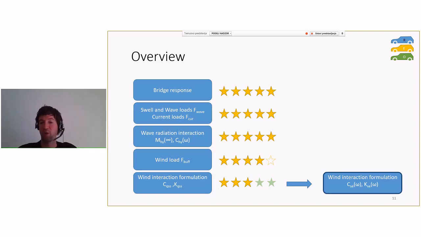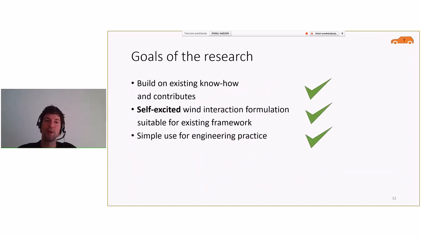So the question is now how to achieve this. The goals of this research were that we will build on existing know-how and try to contribute to this new formulation. In order to do that, we have to build on the existing way of doing things. So we cannot just implement a new model into our small code. It has to be part of the whole solution, so to say. Everything that has been done up till now has to remain because it's a good solution, but we'd just like to do a small improvement.